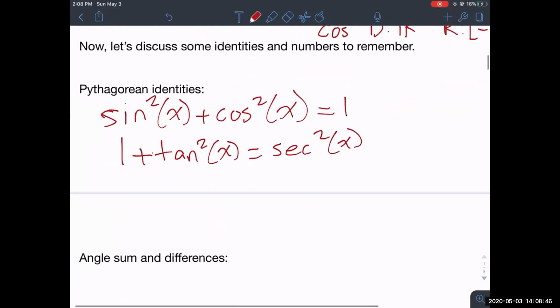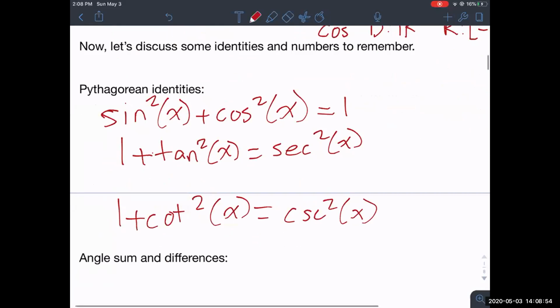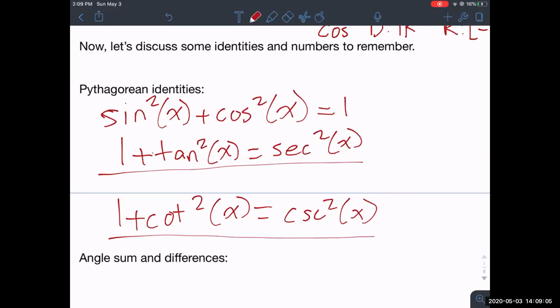And then the last one is 1 plus cotangent squared x is equal to cosecant squared x. These two come up from time to time, but I don't think they're terribly important. I can't really remember them off the top of my head most days, but this one is definitely the one that you want to know like the back of your hand.